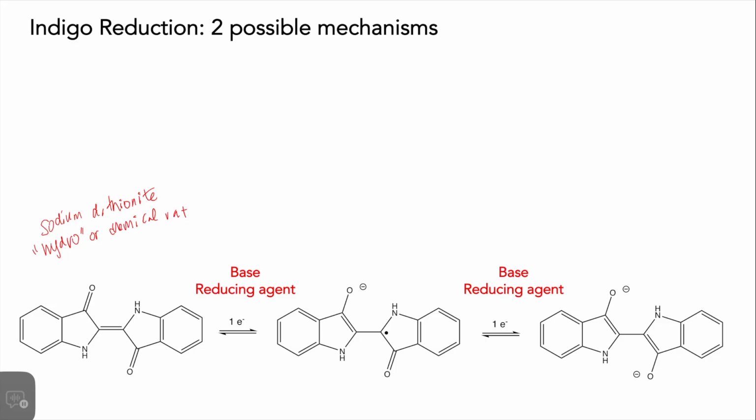And so both of these mechanisms are possible. However, the process can be different if you use a natural reducing agent, particularly by fermentation, which were some of the earliest indigo vat dyeing methods that we've seen.